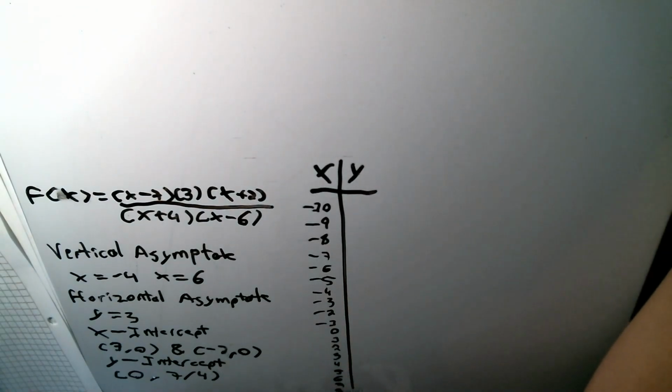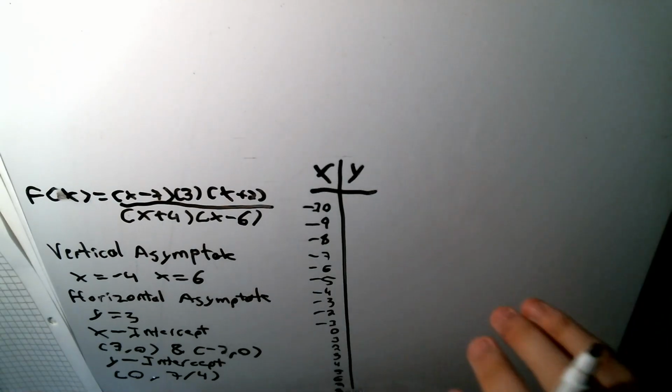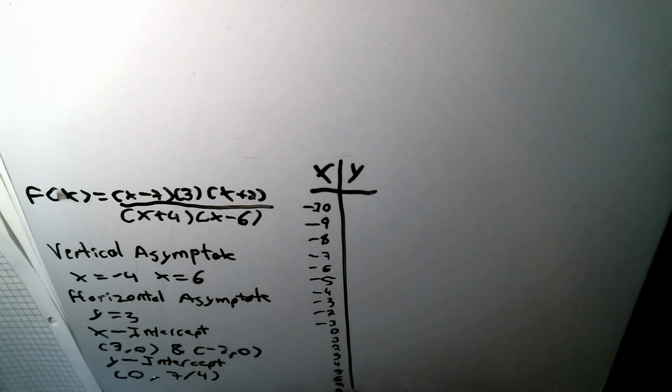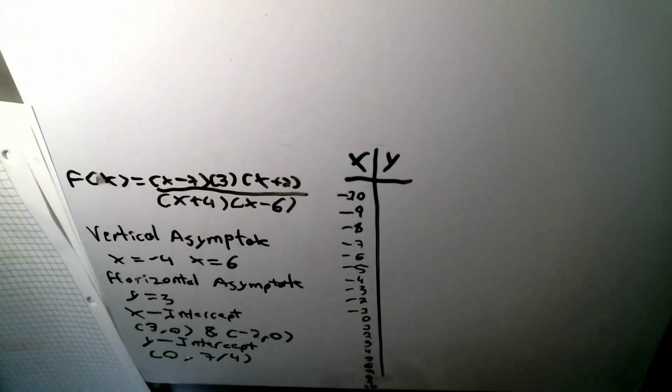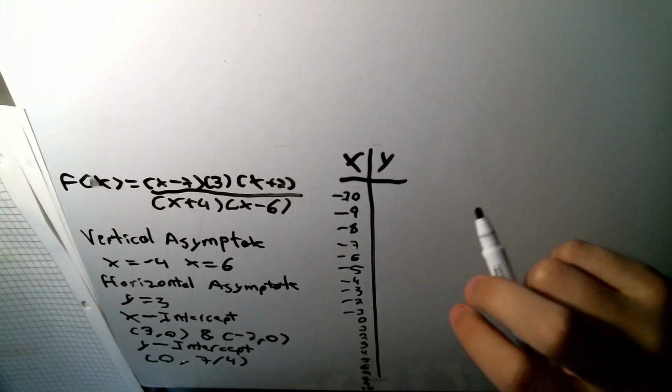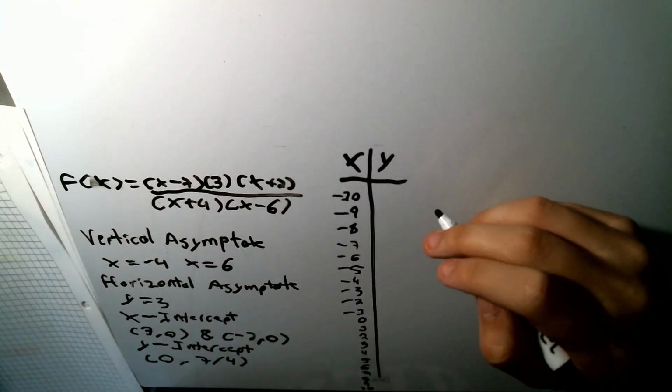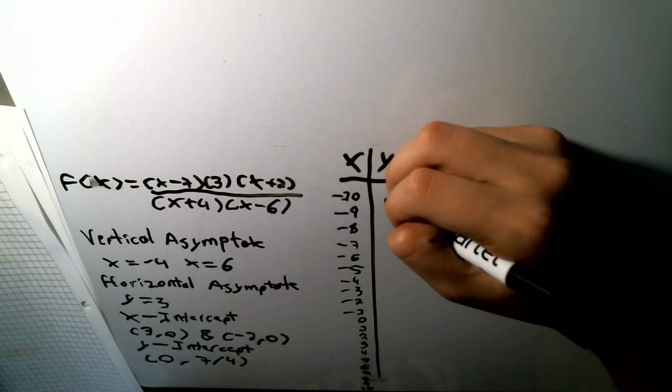Okay, here are the x values. Wow, you cannot see them. Okay, you can see better now. So I'm going to write them down.